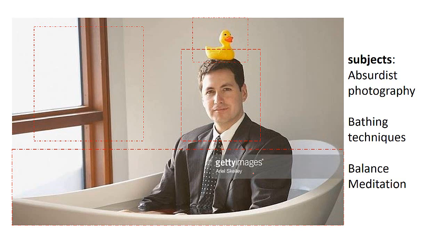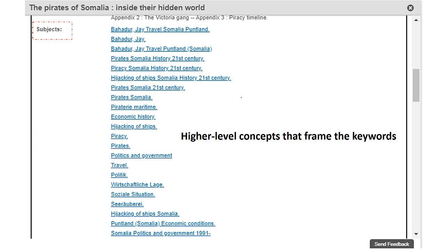Now, subjects, on the other hand, right? These are the larger topics of what's going in. This is like the containers, kind of like when we were looking at those databases and there were the subjects, and then within the subjects there were other things. Think of a subject kind of that way, right? These are the larger containers. So we would maybe tag this as absurdist photography, bathing techniques, balanced meditation, who knows, right? These are the larger containers that we would then add our keywords into. This is how you find this in the catalog, right? So these are the higher level aspects that frame a particular subject.